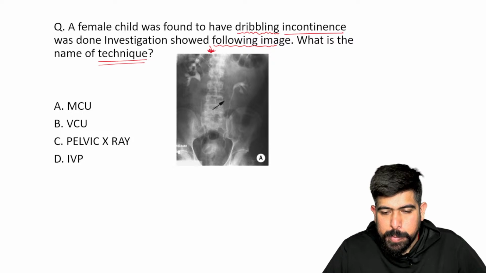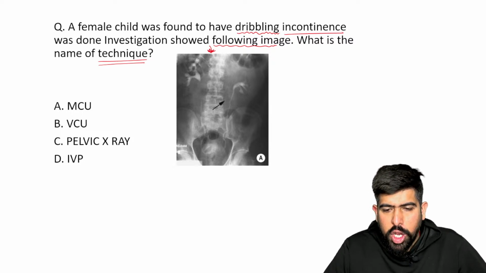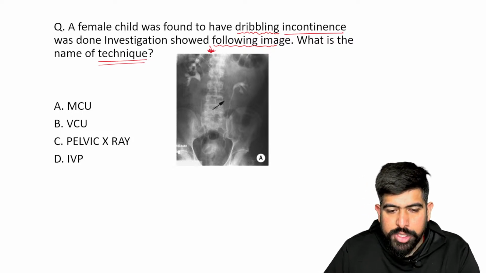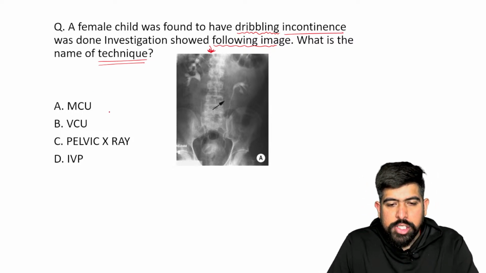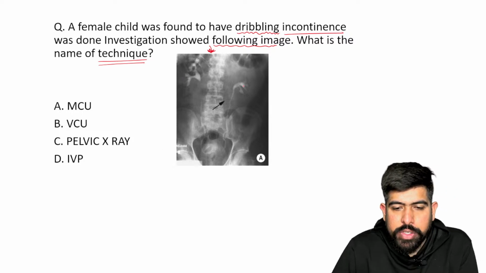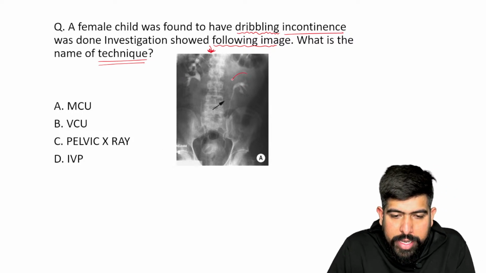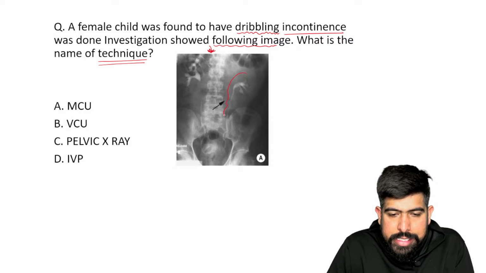MCU with the inverter, not possible, doctor. Option A is not possible. This is not the MCU. So let's start to talk about this. On this X-ray, what is clearly visible to you? Can you see this ureter and this kidney, right? You can clearly see this ureter, which is clearly visible.